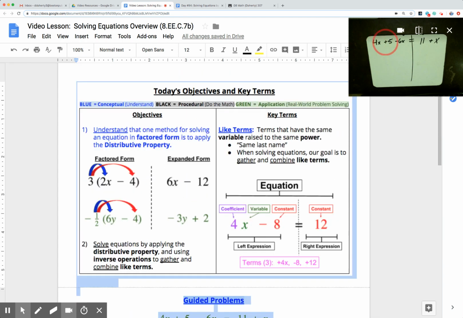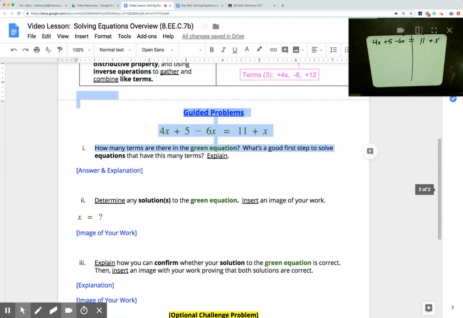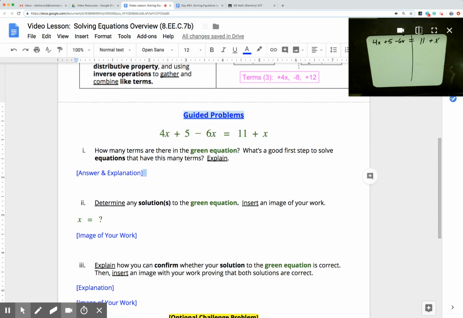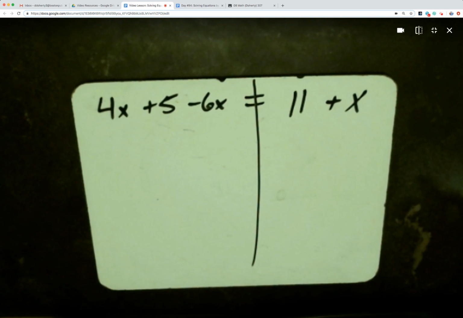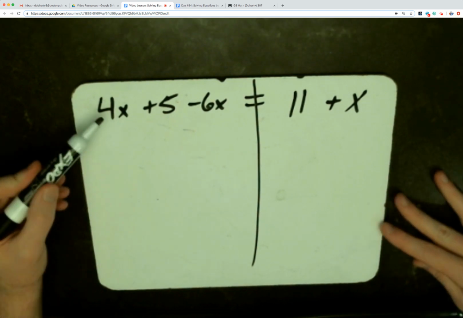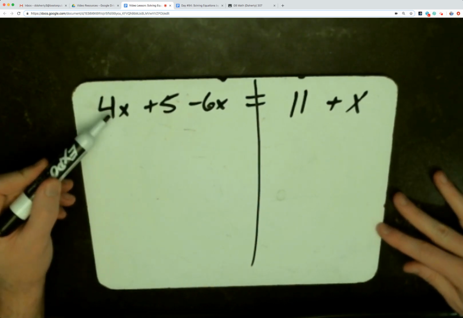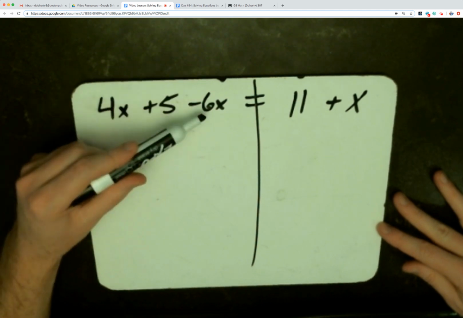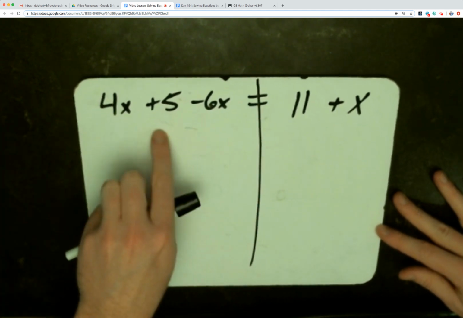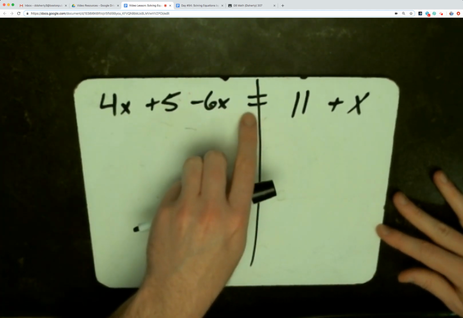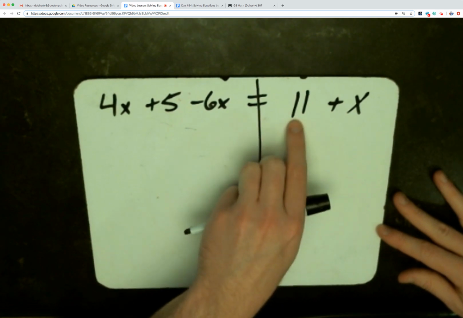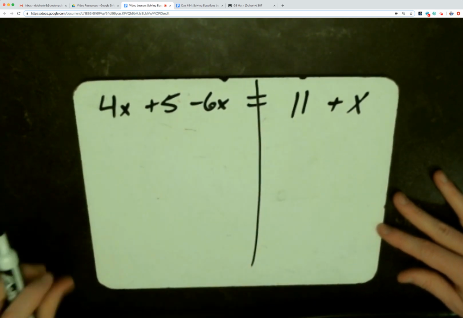4x, positive 5, negative 6x, 11, and positive x. 5 different terms. The big thing when we have that many terms is that we need to simplify this equation by combining like terms. So again, there are 5 terms. Positive 4x, positive 5, negative 6x are all combined in the left expression, and that has to be equal to positive 11 combined with positive x.